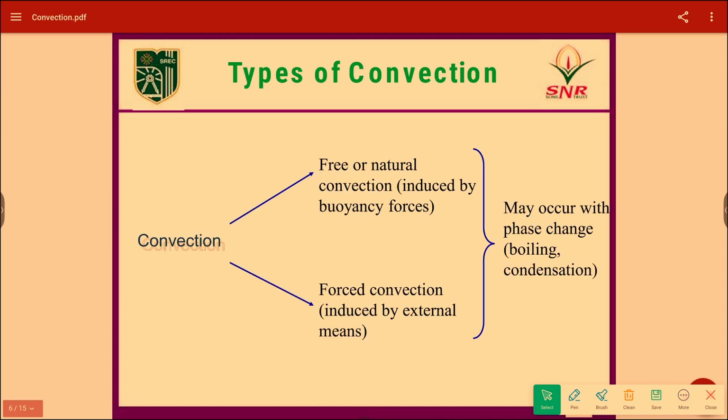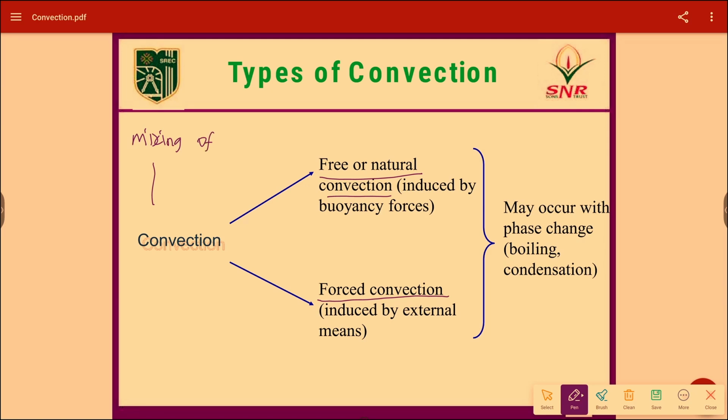There are two types of convection. First one is the free or otherwise natural convection. The second one is the forced convection. How is this classification made? We all know that convection involves the mixing of fluid. Whether this mixing of fluid happens due to an external force that we apply, or due to the buoyancy effect, based on this only the classification is made.